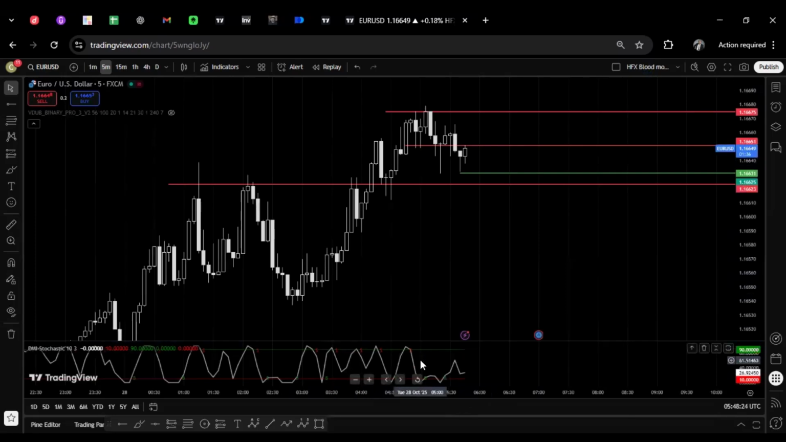This stochastic is telling you that if you're looking for a buy trade, you're correct for looking for a buy trade. Now, it's good to know that you're looking for a buy trade. Then how do we know or get our entry? That's the second step. How do we get our entry? That's where this particular indicator comes in.